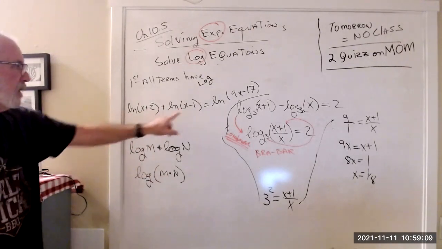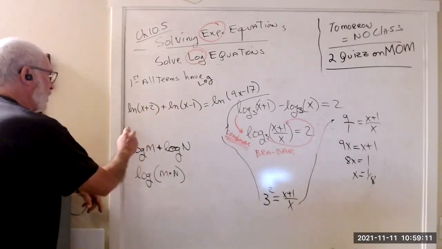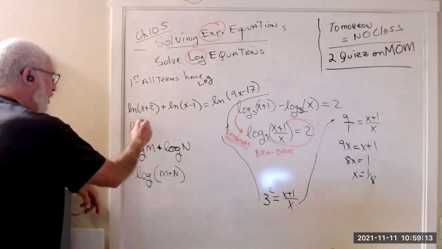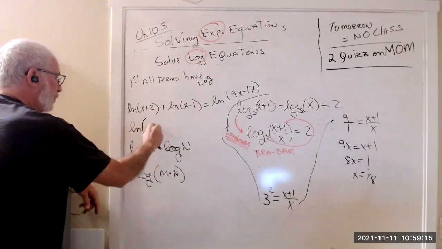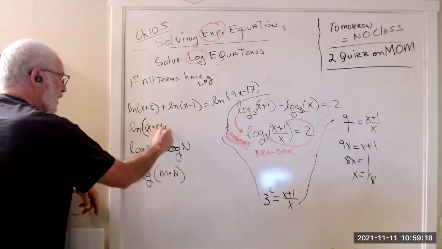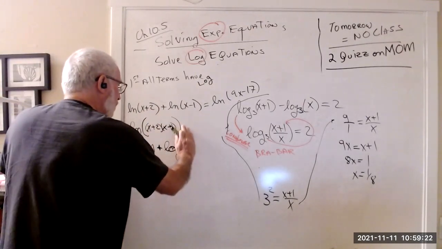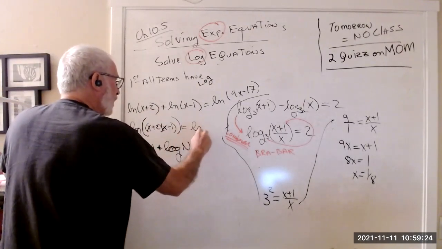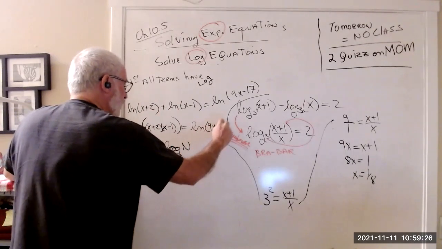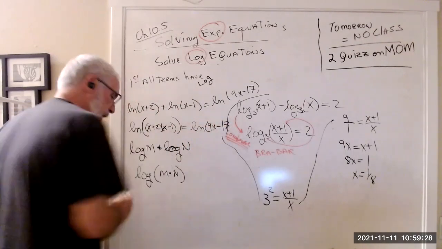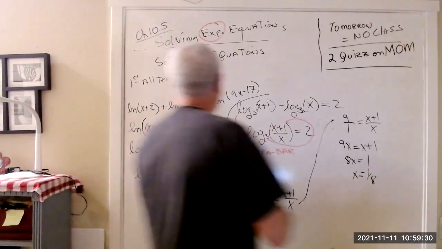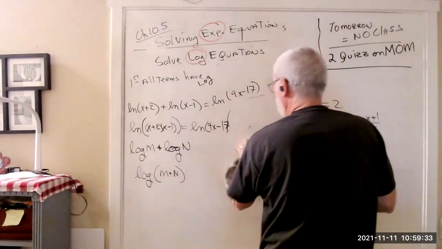So how do we do it here? Well, this is going to become the ln of x plus 2 times x minus 1 equals the ln of 9x minus 17. All right, I've been trying to save this other problem, and I just can't.